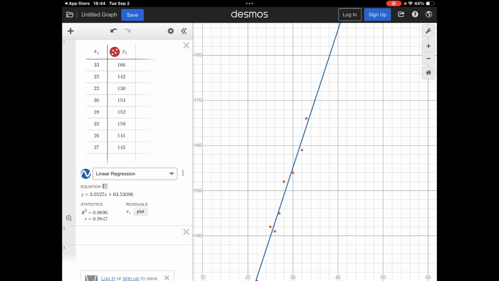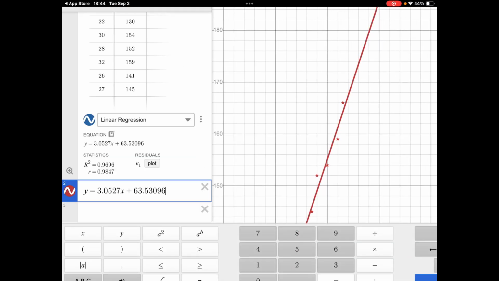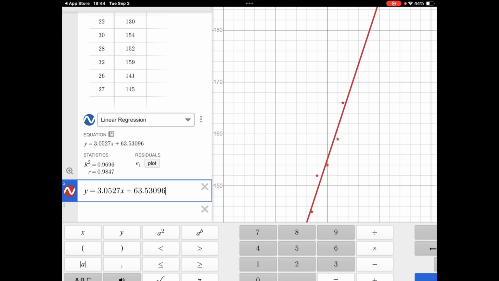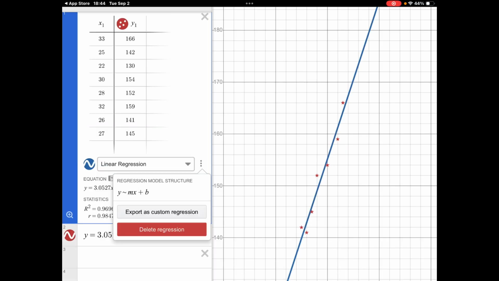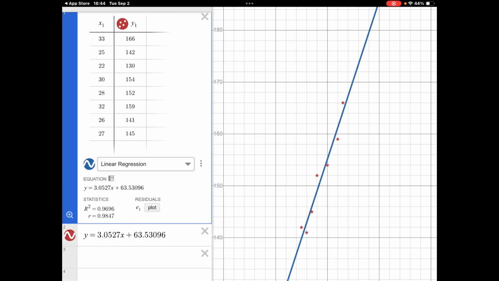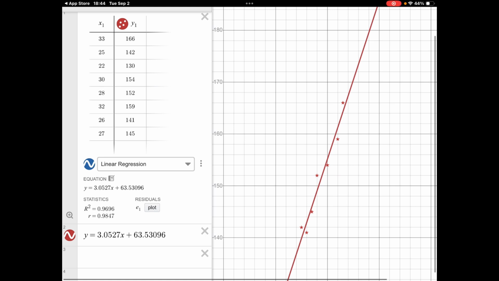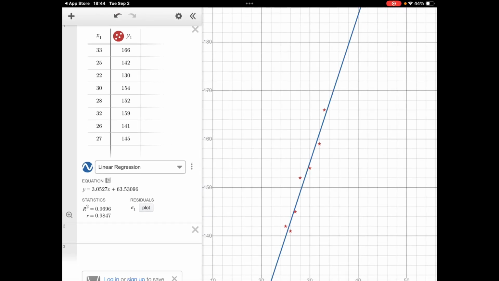But it gives me my equation as well. I want that regression. So this one was not super duper nice. It gave me this big equation, y equals 3.0527x plus 63.53096. Keep in mind that is just your slope and your y-intercept.